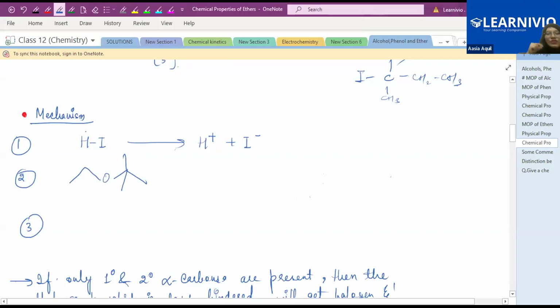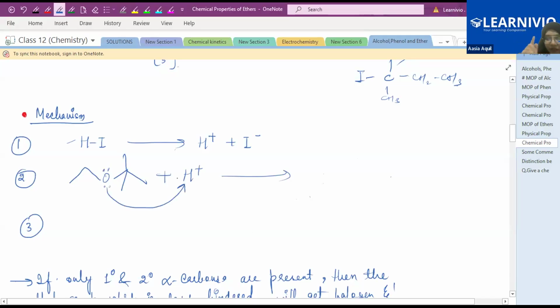So when you take the halogen acid, here we are just taking HI. So hydrogen iodide will dissociate to form H plus and I minus, right? Now this is your ether. This ether has oxygen and oxygen has a lone pair. So this oxygen of the ether will abstract this proton, H plus. First step again, the protonation of ether.